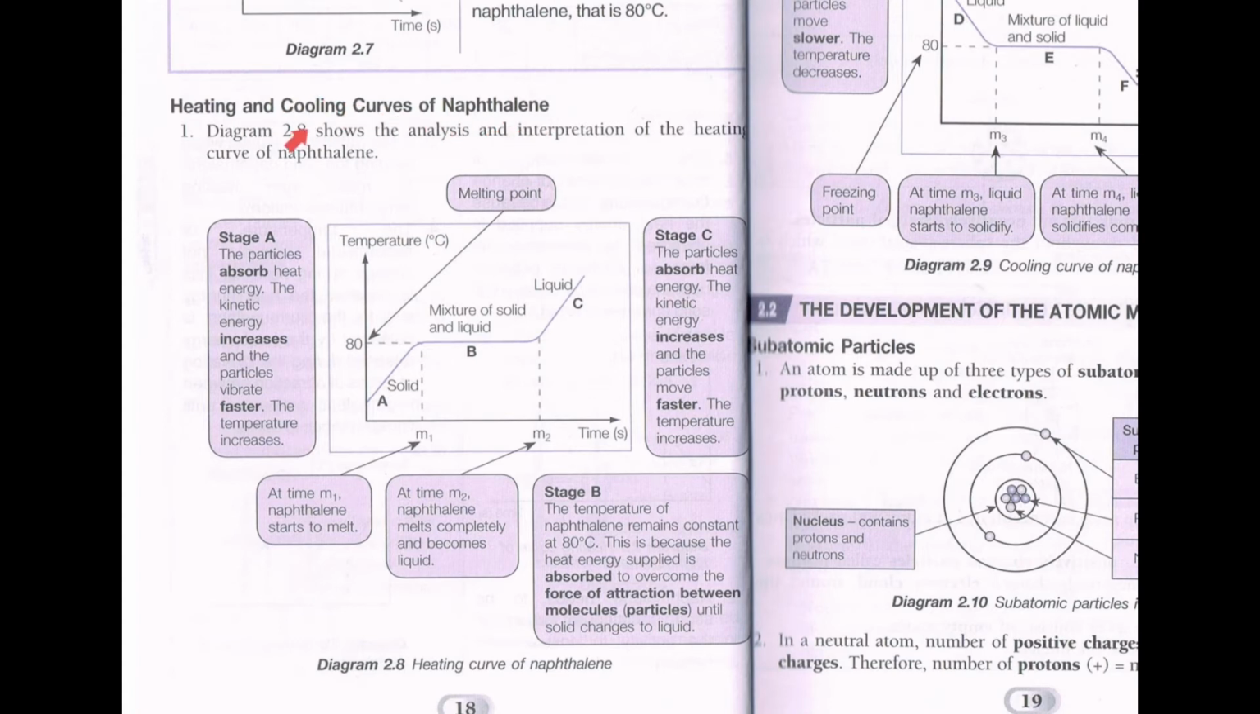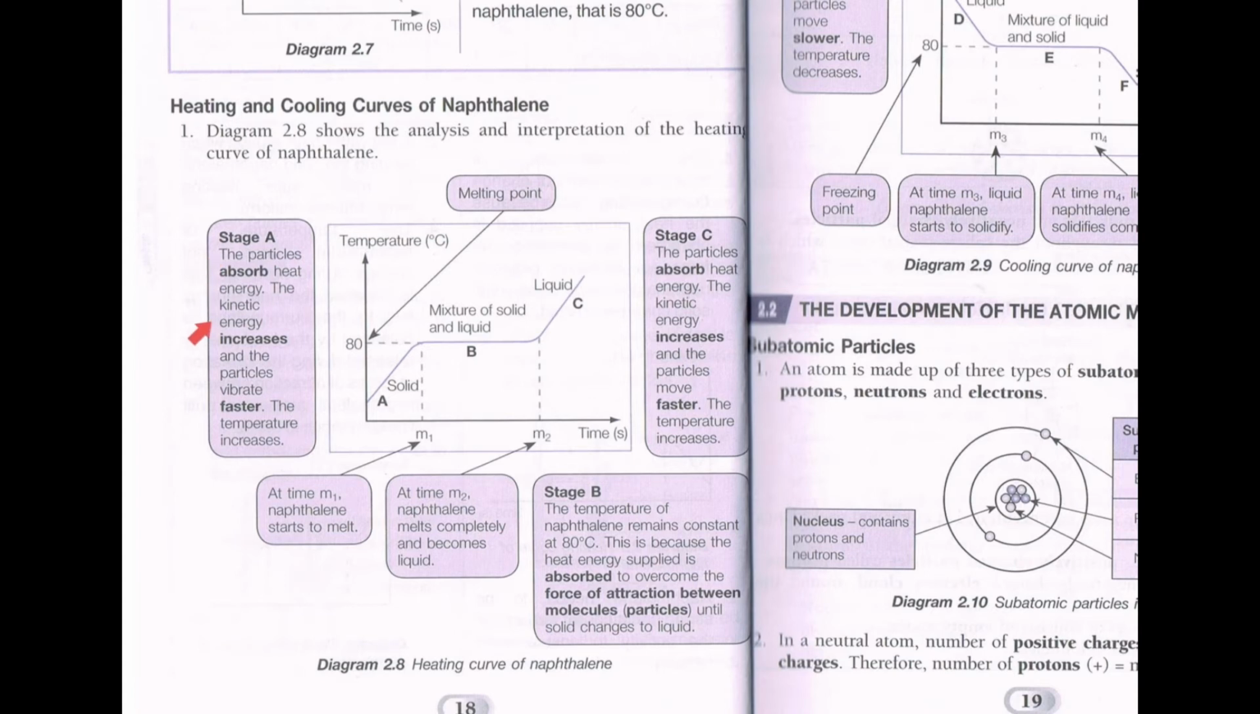Okay. Diagram 2.8 shows the analysis and interpretation of the heating curve of naphthalene. So you can see from 60 degrees Celsius, let's say, you heat up the naphthalene. Okay, then at 80 degrees Celsius it starts to boil. Okay, so you record down the time. The time M1 is where it starts to boil. Okay, so you see stage A here. The particle absorbs heat energy.